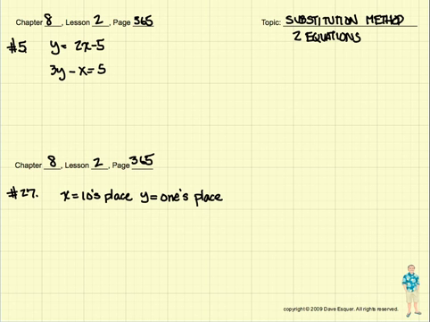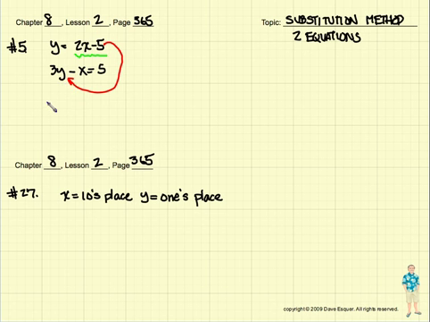Let's get started with number 5. y is equal to 2x minus 5, and 3y minus x is 5. Substitution. Let's substitute wherever there's a y, 2x minus 5. So y is equal to 2x minus 5, and I'm going to substitute that right in there. Wherever there is a y, I'm going to substitute 2x minus 5. So let's give it a shot, see what happens.